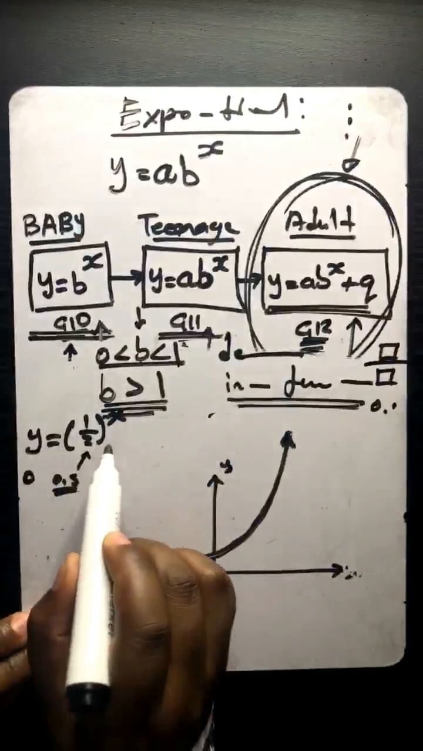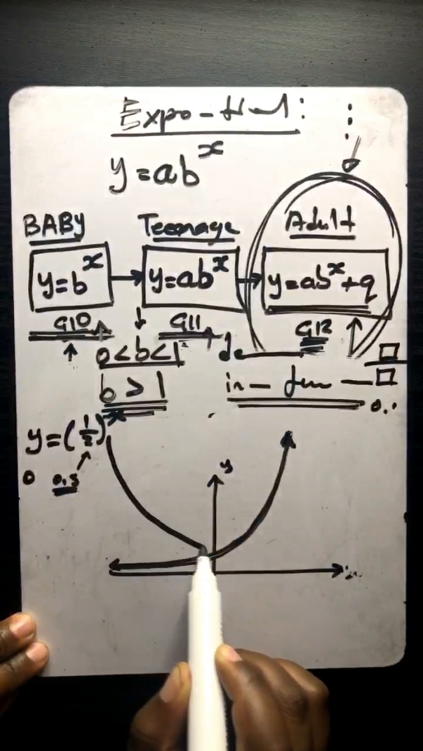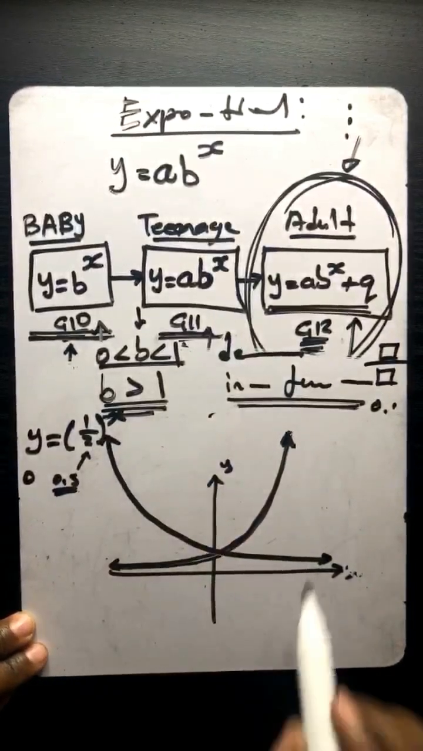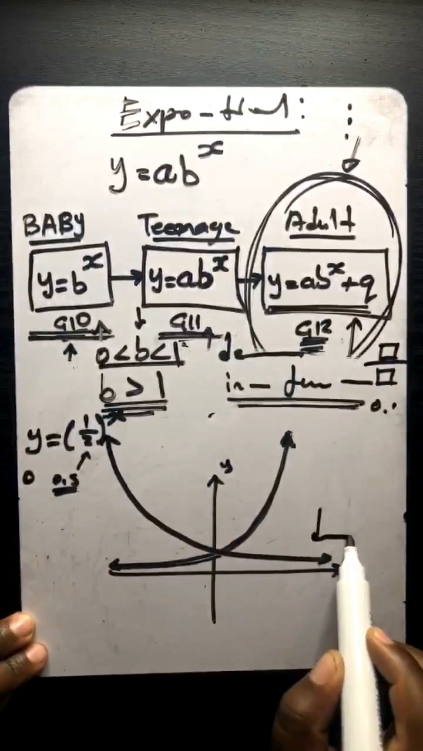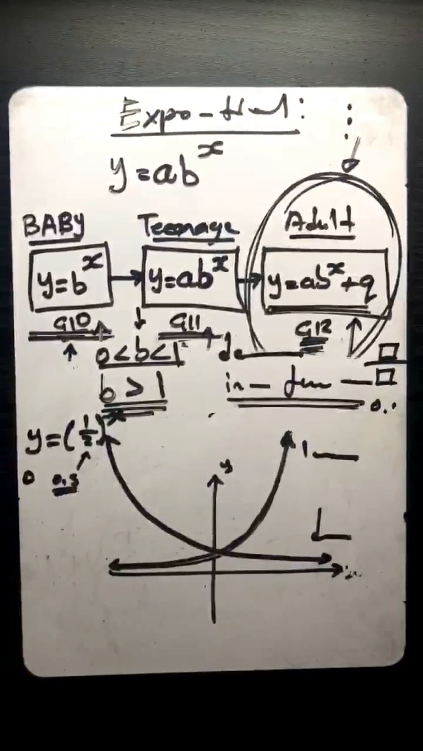So this is how it looks when it's decreasing. Can you see? From the top going to the bottom. That is a decreasing function. This is an increasing function. So I think for now, let me not go deep into that one.